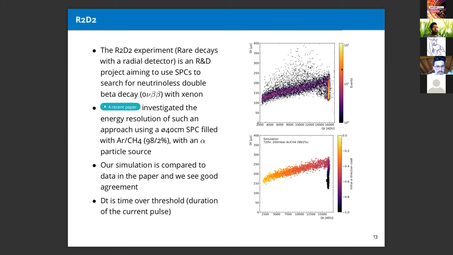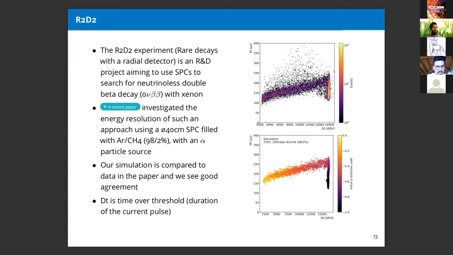You see this plot in the top right is a 2D histogram of the data. The x-axis here is actually the integral of the current, which they call QT, and DT is the duration of the current pulse. And you can see they get a peak of events here at a single integral value, and then they get this tail of events coming down here.